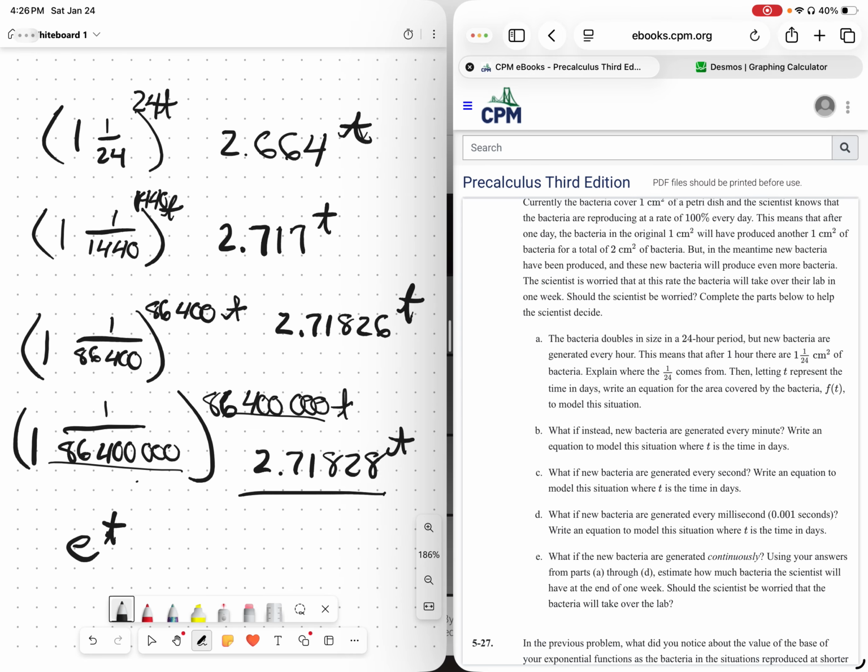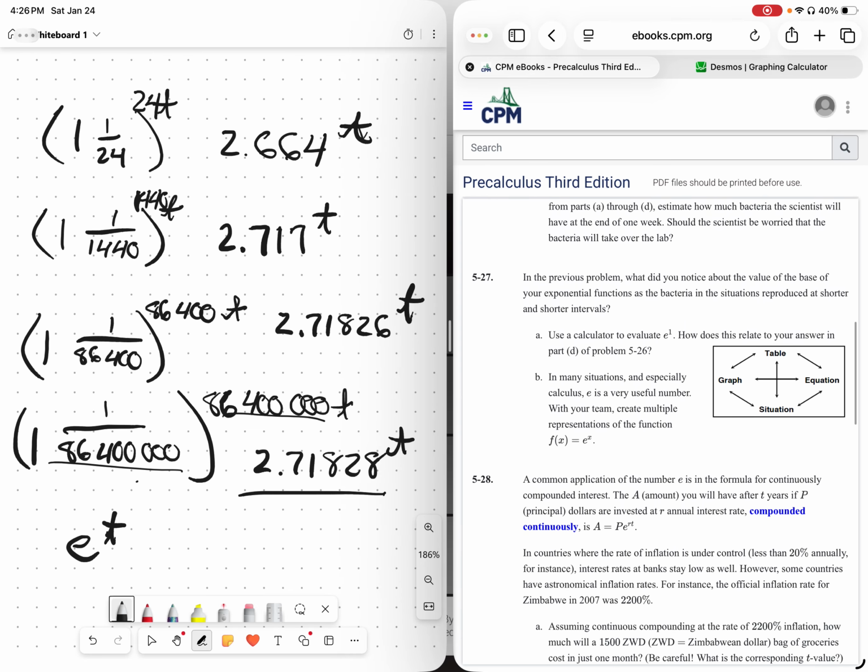So let's go back to the lesson here. In the previous problem, what did you notice about the value of your base? It was approaching this E, right? So use a calculator to evaluate E to the first. We did, and it was very close to 2.71828.